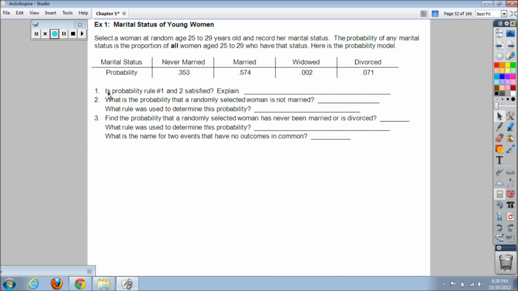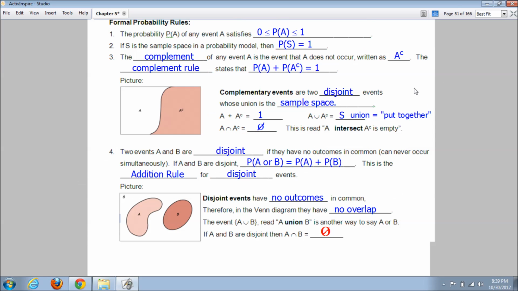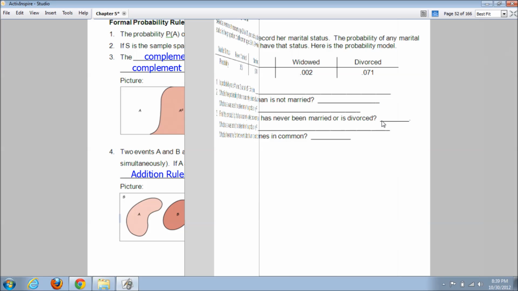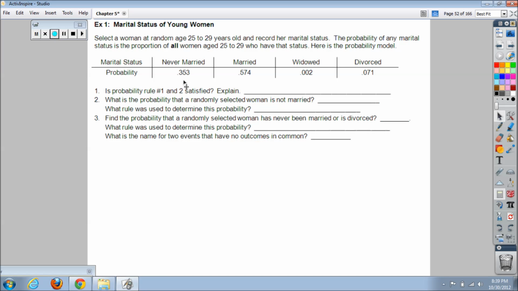All right. So it says, are probability rules 1 and 2 satisfied? Well, if I go back to here, probability rule 1 was that each probability is somewhere in between, and including, 0 and 100%. And probability rule number 2 is that all of the outcomes together add up to be 1. So let's see. Is each of these individual probabilities in between 0 and 1? Yes. Now for rule number 2, I've already got yes that it's satisfied, but let me show you.